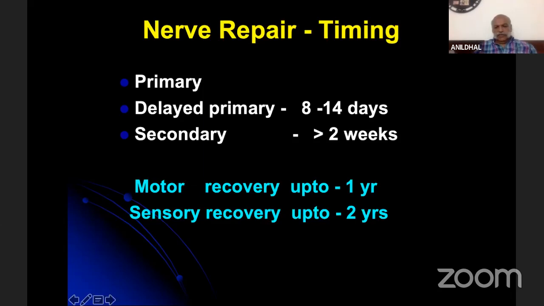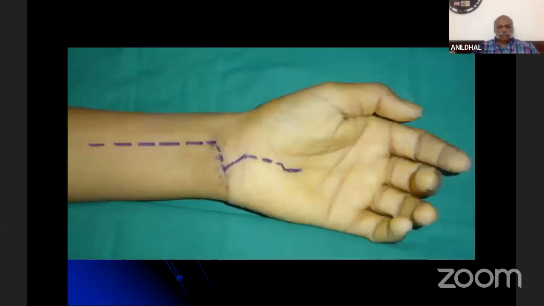if a patient is presenting to you after 1 year broadly, especially if it happens to be a high injury, then motor recovery should not be promised to this patient. However, for the purposes of sensory recovery, especially in the median nerve situation, even repair can be done up to or after 2 years, simply for sensory recovery being also important.